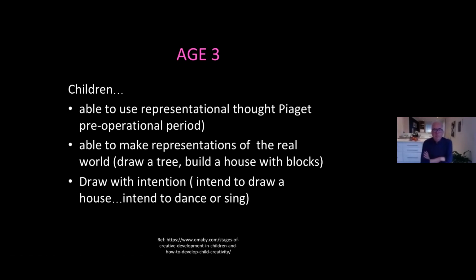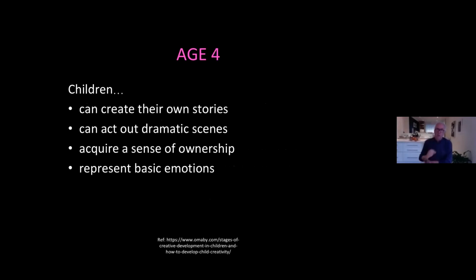So age 3, this is when they're able to use representational thought. So representational thought is them being able to actually understand what something represents, whether a dog is a dog and what does a dog look like, or what a house might be. They're able to make representations, so they could actually draw a little tree. The tree is probably going to only have a trunk and it's going to have a circle on the top, but they know that it's a tree. Or if they were going to build with blocks, they could build a house, and they can actually draw with intention. They will start at this age to do these things.